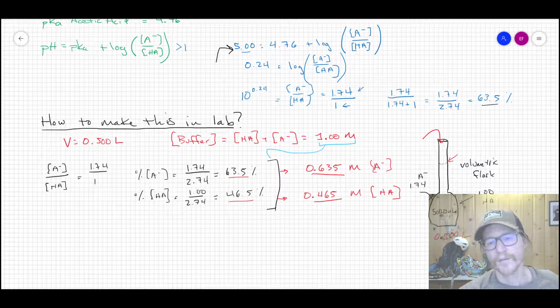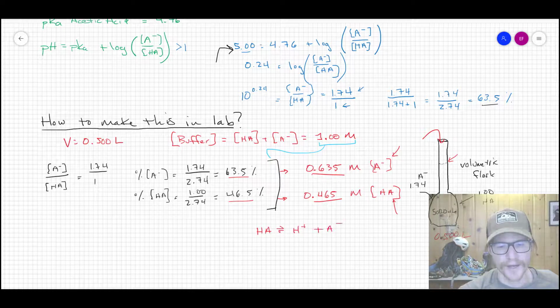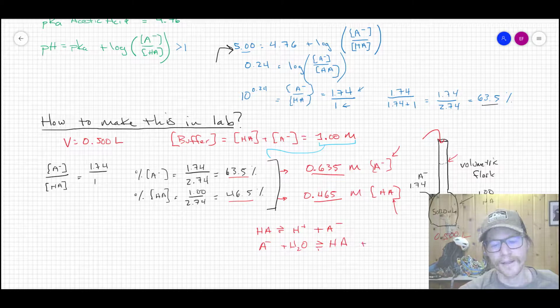But at the same time, I'm adding a weak base and a weak acid to water. Both of these things are going to re-equilibrate to some degree, right? The HA is going to dissociate to make H plus and more A minus, and the A minus is going to react with water to make more HA and some amount of hydroxide. And so there will be a minor re-equilibration as these two systems move slightly. It may be imperceptible, but it won't be exact.